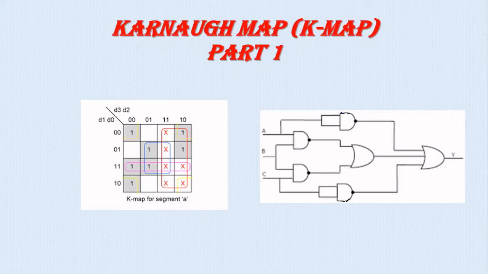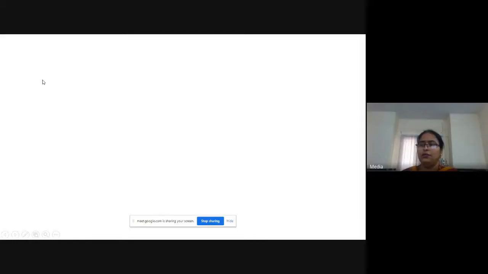So K-maps come into the picture when the number of variables is increased. A K-map can simplify Boolean expressions when the number of variables ranges from 2 onwards. We can solve up to 5 variables and 6 variables, but it also has some limitations that we will see in the further videos to come. So, let's start with the video.